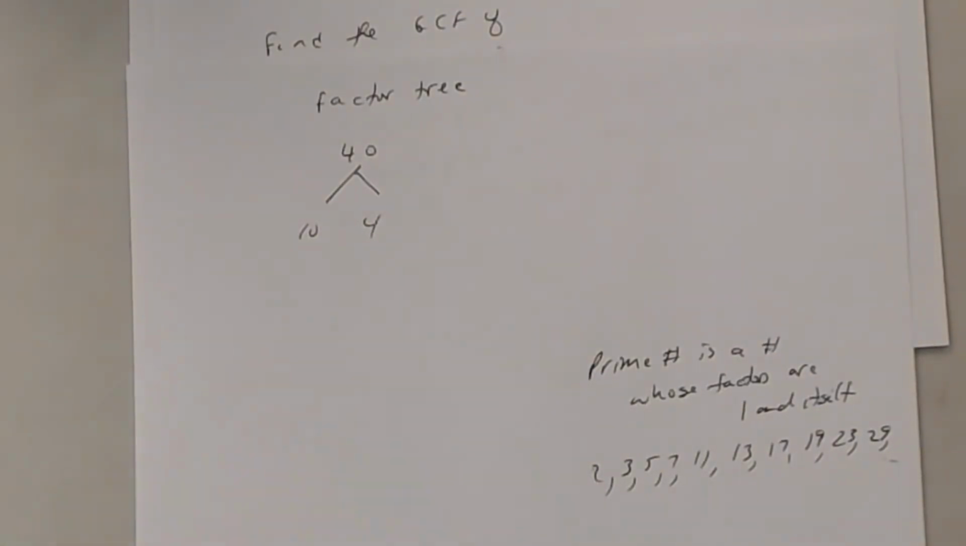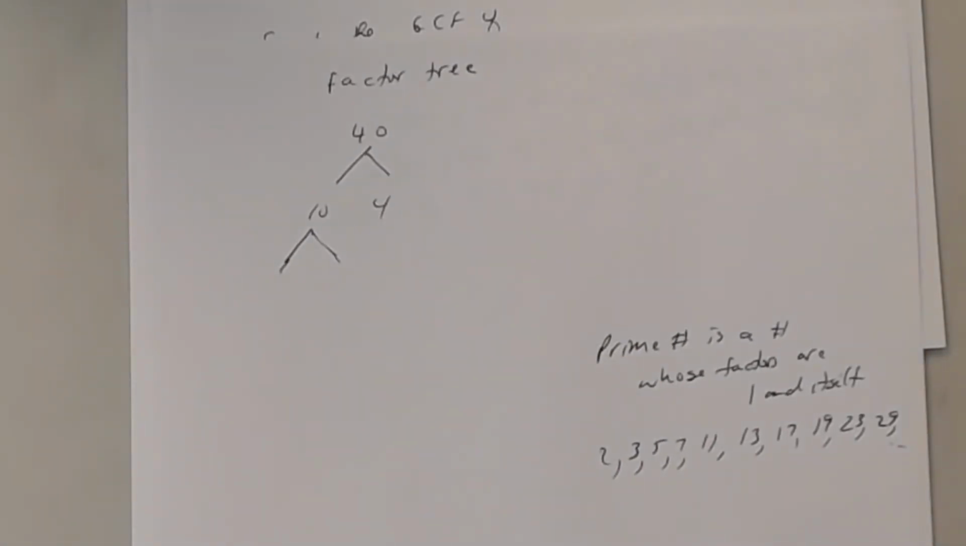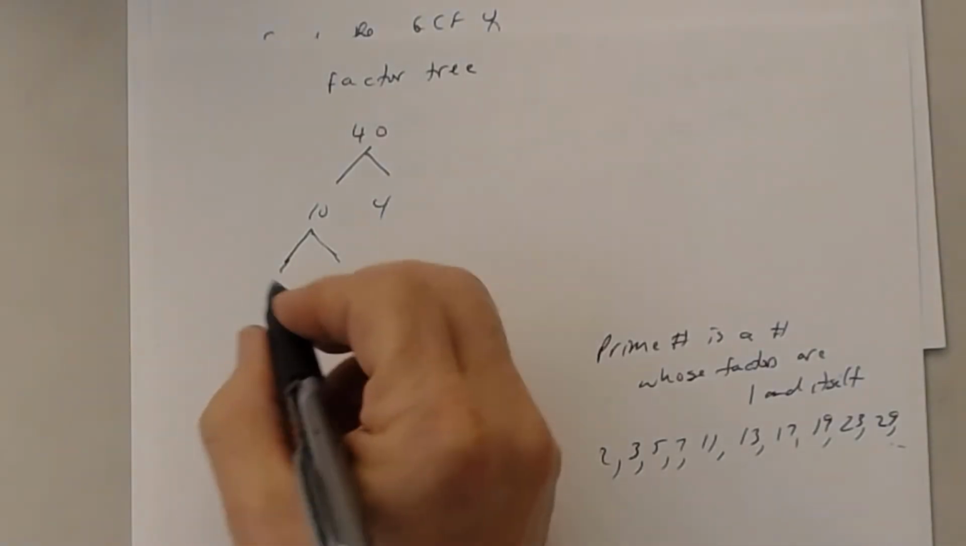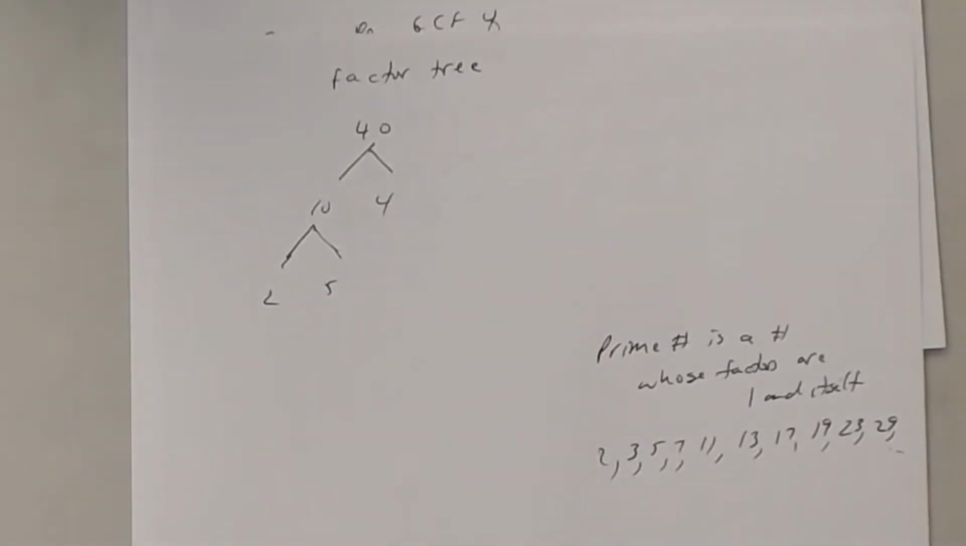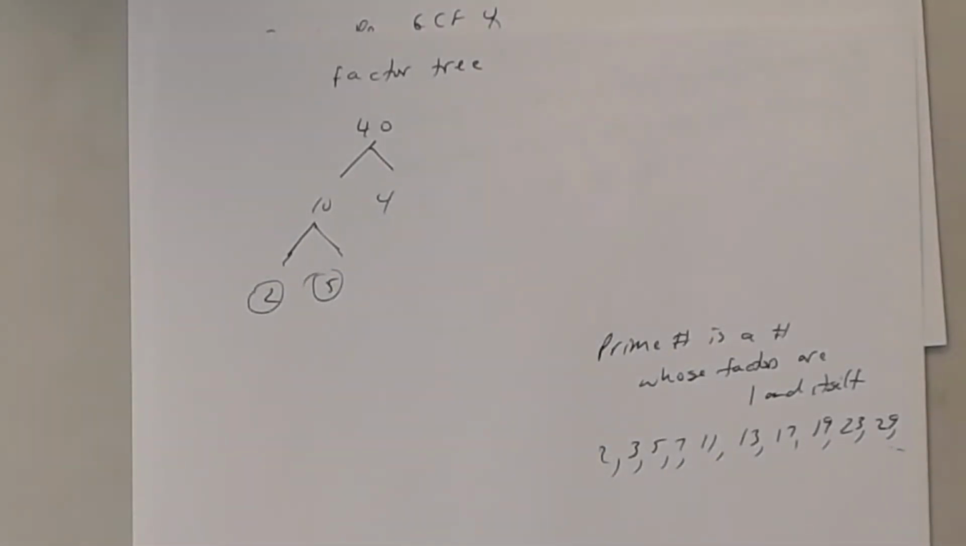So is 10 a prime number? No. Is 4 a prime number? Nope. So now what you're going to do is break this down further. So 10 I can write as what though? There's only one way I can write 10. One product. Actually two. 10 times 1. But let's not use 10 times 1. 2 times what? 5. And what do you remember about 2 and 5? They're prime. So you circle those to remind you that I don't go any further with that branch. That branch stops. Okay?